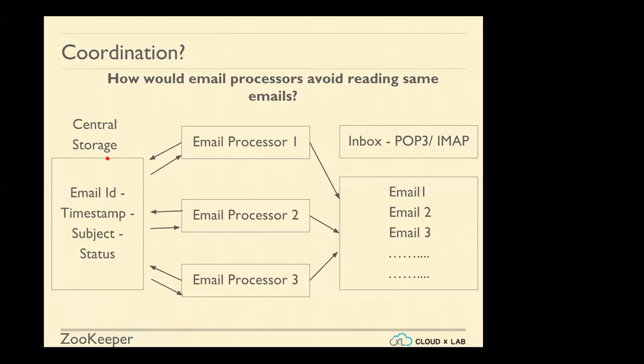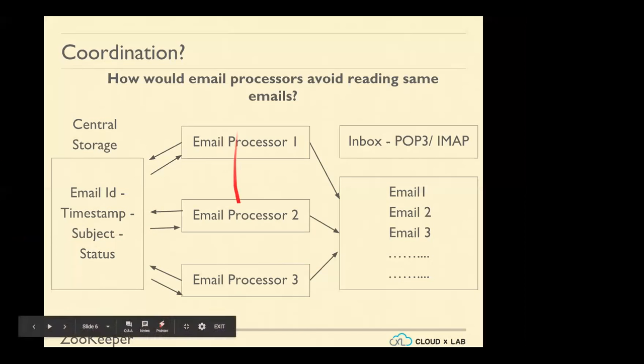A question from Subbu is, does it use round robin? Kind of, it uses round robin. It just picks up from here, checks whatever is being processed, and so on. And once it's done, the email processor marks the email as done, and so on. So all we are trying to do is figure out the best way of coordinating between multiple computers using a central storage.